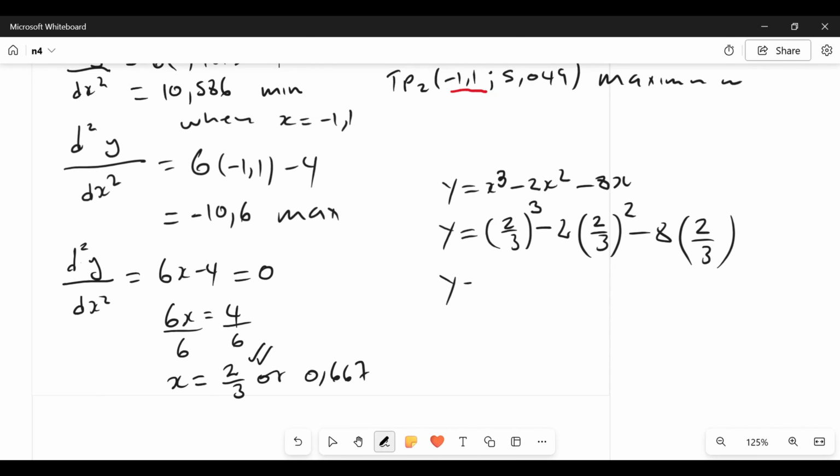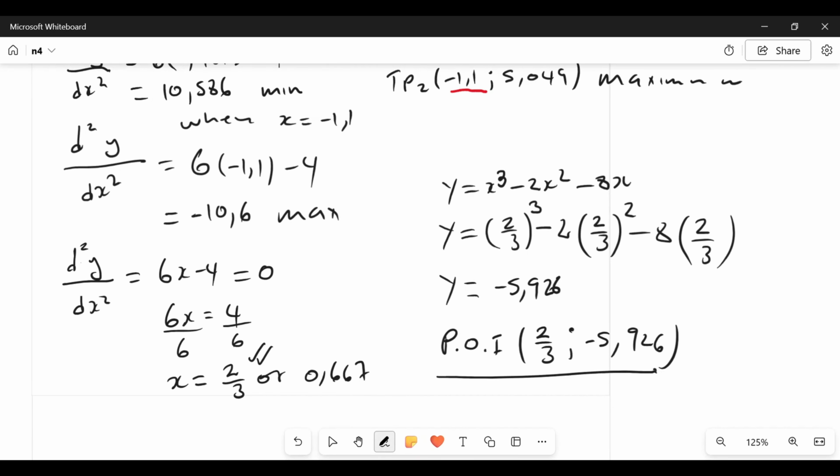If you put this on your calculator, we're going to get negative 5,926. So this here is our y coordinate. So the point of inflection, the coordinate goes like this. We have 2 over 3 for x, and for y we have negative 5,926. There we go. So here is everything on that question.